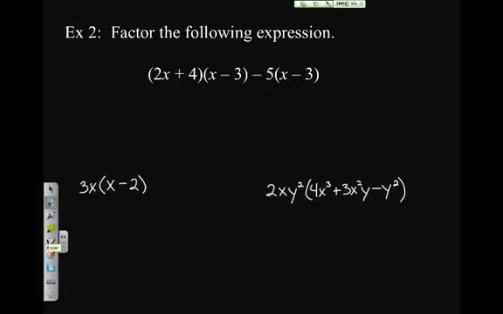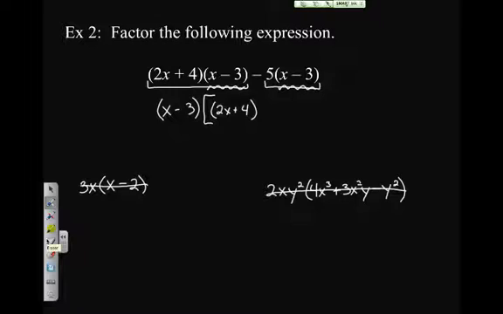Okay, to factor the next one, notice here is one piece, here's the other piece. Notice each of these has an x minus 3 in it. So what we're going to factor out first is x minus 3. Now we do need to keep that in parentheses just like you see it there. What's left is 2x plus 4 minus 5.